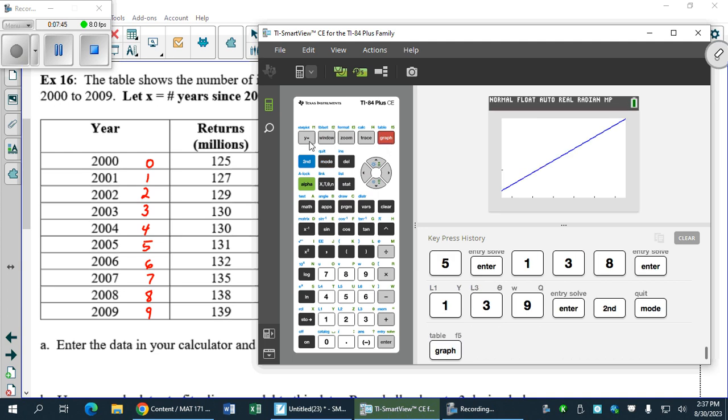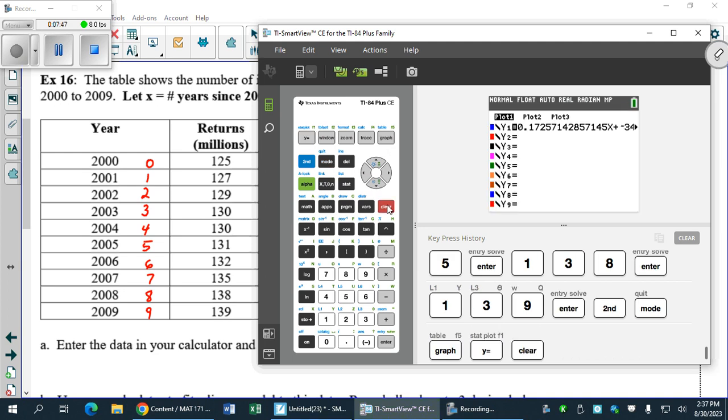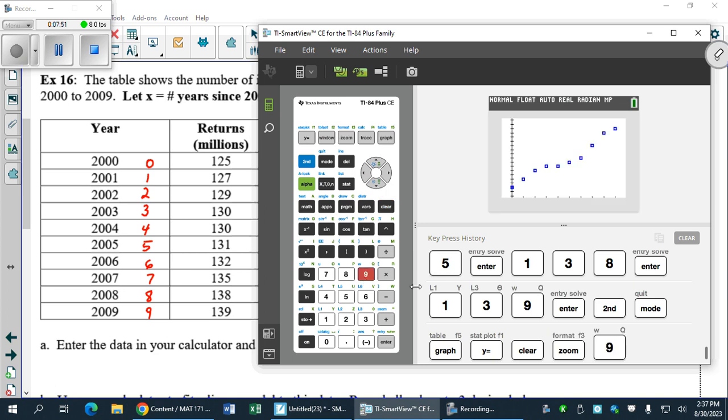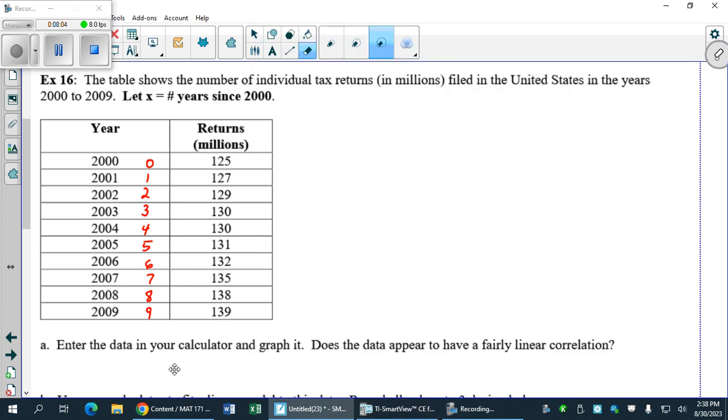All right. Let me go into y equals. Let's clear out our previous y equals. And let's hit zoom 9. There we go. All right, so from left to right, it's increasing. It's not perfectly linear. Most real data isn't perfectly linear, but it's fairly linear, okay? So fairly linear, we would say yes here. Let me get my pen back. So we'd say yes, it's fairly linear.